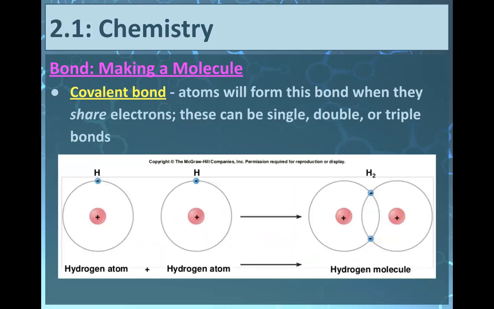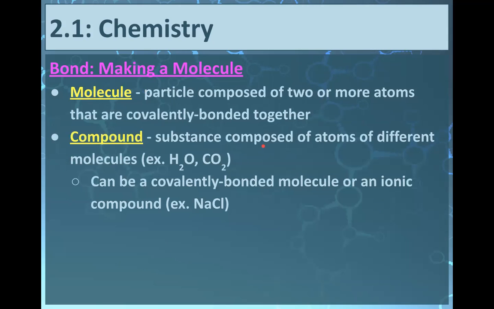A covalent bond is when 2 different atoms share electrons in order to complete their orbitals, which is what atoms want to do. They want to have a complete set of electrons in their orbitals. And to do so, they will either gain or release electrons like in an ionic bond, or they will share them like we have here in a covalent bond. And they can form single, double, or triple bonds depending on how many electrons are being shared.